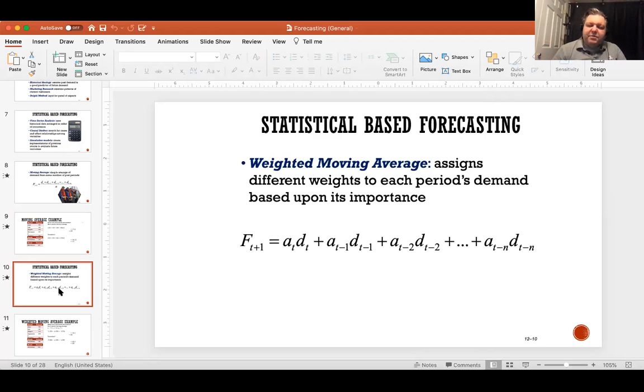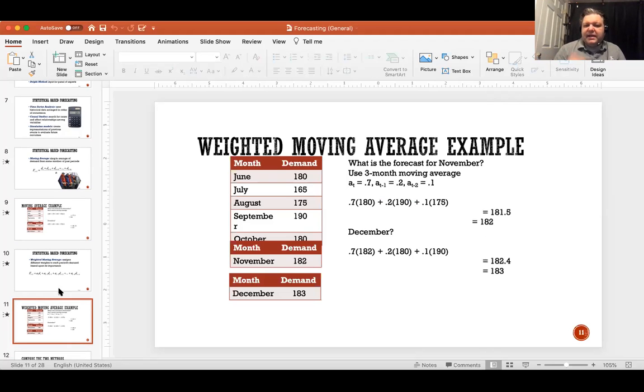And then we went to weighted moving average. So instead of dividing every previous month as the same weight, we did the weighted moving average. And the weighted moving average was putting weights, or alphas, in front of every single term times the previous demands. And again, similar to last time, we did November and December, except this time we had the weights given to us. So 0.7, 0.2, 0.1 for a 3-month weighted moving average. And then again, for December too, we used the November data to get the December forecast.